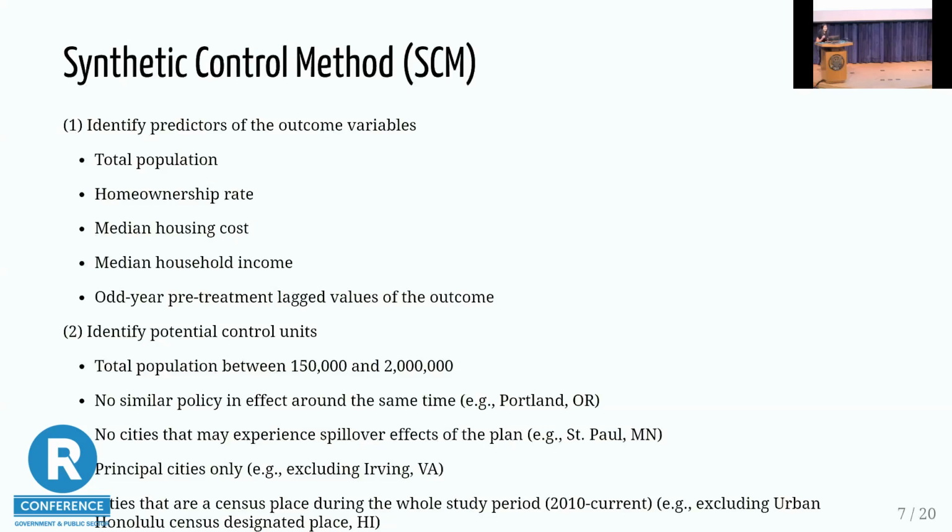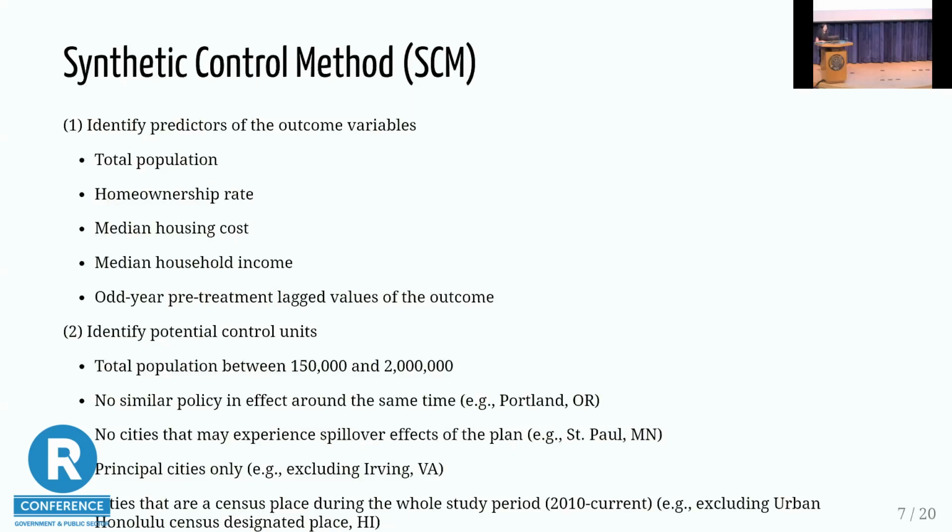Those cities cannot have any policy in effect at around the same time. Portland, Oregon, and a lot of cities in California actually looked into similar policy change in terms of zoning, and so we excluded all of them. Donor cities also cannot have any spillover effects. So St. Paul, we're not including them. We're not including St. Paul in our donor city pool.